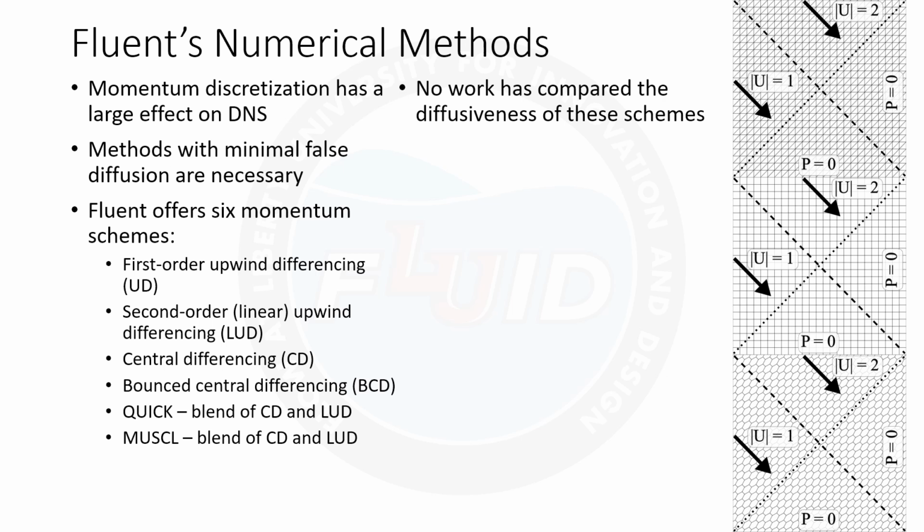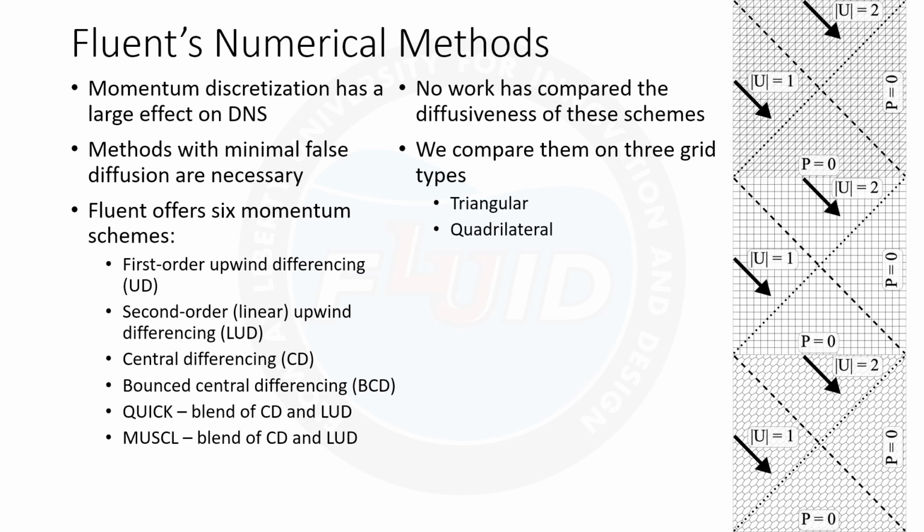We haven't been able to find any work that thoroughly compares the diffusiveness of these schemes, so we will be doing that on 3 grid types, which you can see over on the right. We have a triangular grid on the top, a quadrilateral grid in the next one down, and then a polygonal grid on the bottom. We tested two sizes of each. You can see the grid that's 25 cells along each edge on the right, but we also tested a grid with 100 cells along each edge. And you can see the boundary conditions listed on those figures.